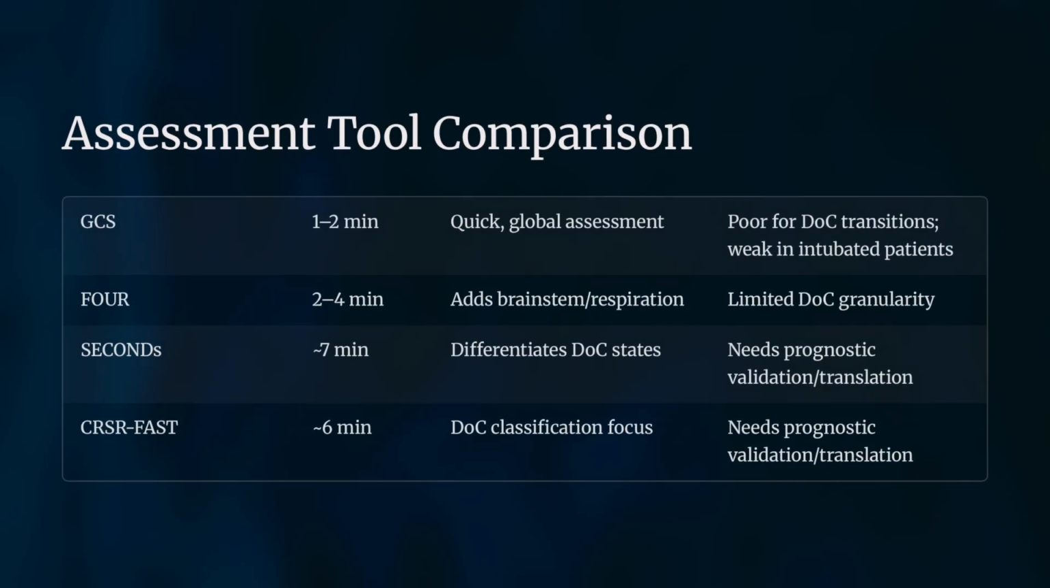So what are the assessment tools and the comparison? We have the GCS, we have the FOUR score, we have SEEDS and CSR-FAST. As you can see, the average time to get GCS is around 1 minute, FOUR score is 2 minutes, SEEDS and CSR-FAST have similar, around 6 to 7 minutes.